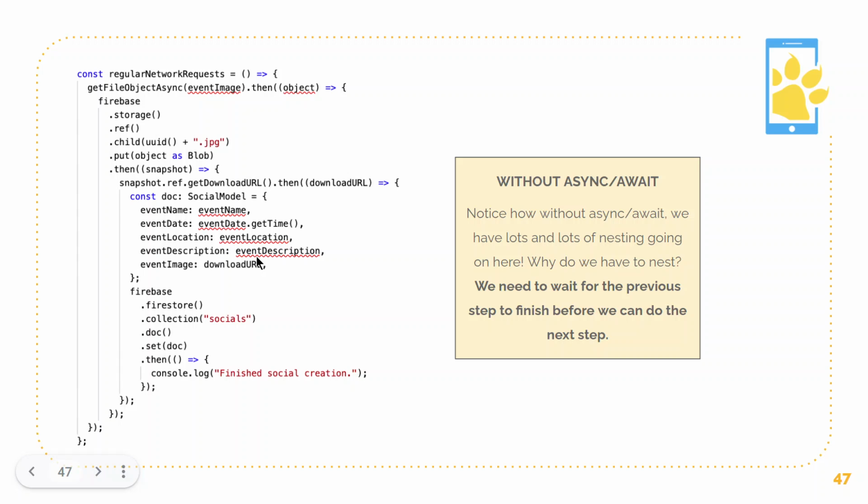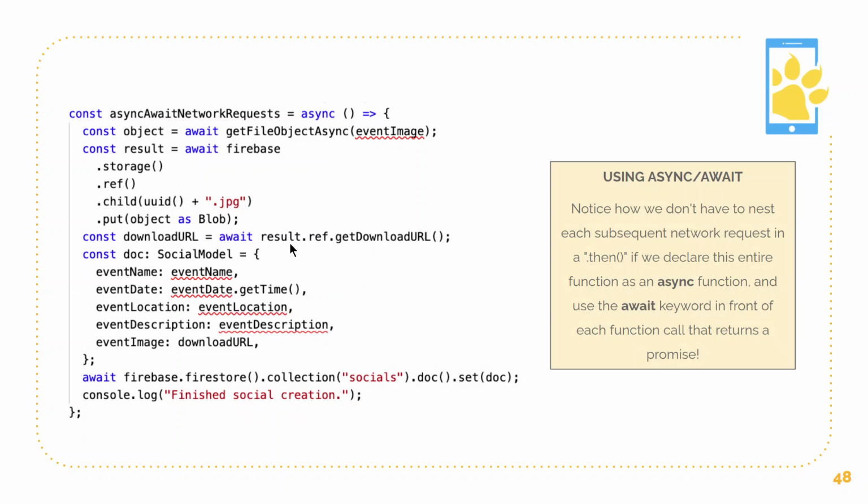Consider the following code. This would be without using async await. We have a lot of nesting. If you notice, we have .thens throughout, for snapshot, for download URL. We have one at the end for actually finishing the social creation. And at first glance, there looks to be a lot of tabs, a lot of indentation, and it seems a little bit more complicated. But if we compare this to using async await, you can see that it seems a lot more intuitive. It's almost like we are simply waiting for things to get done because there's no reason not to.